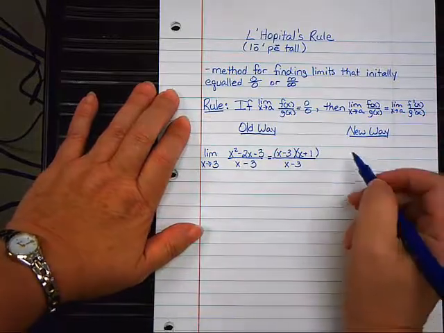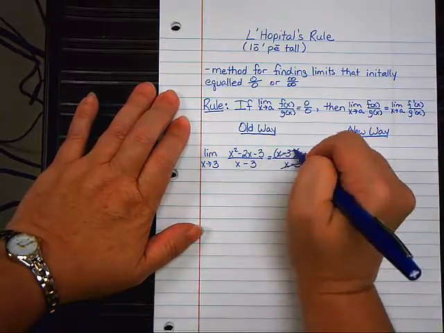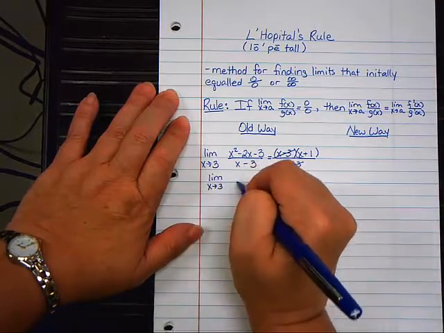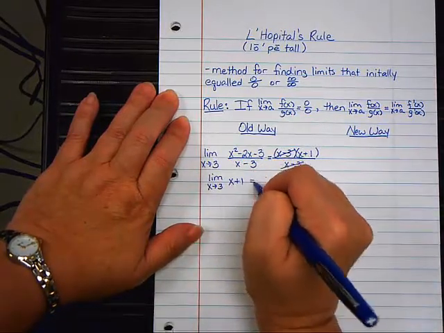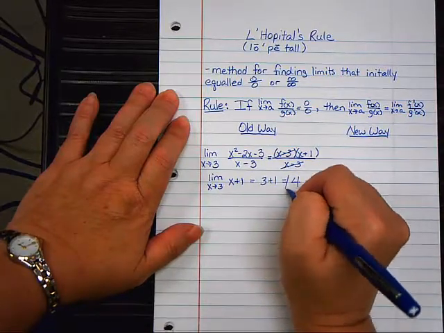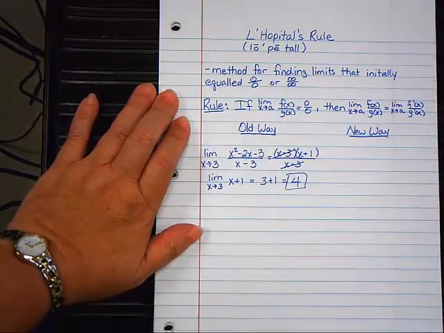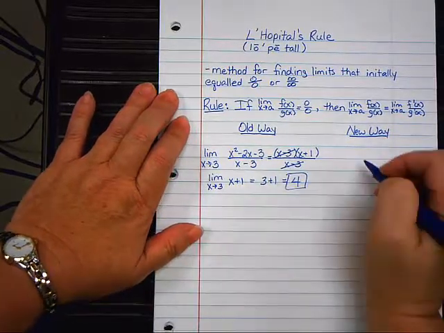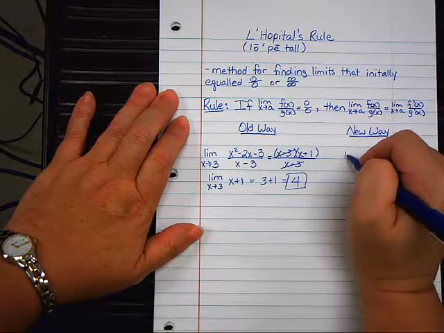Then I think you would see that now we would mark out the x minus 3s, and we now have the limit as x approaches 3 of x plus 1. Now you can direct substitute in, and you get 3 plus 1, which is 4. Now that wasn't too hard. That was one of the simpler limits that we did way back. But now let me show you how this same problem works with L'Hôpital's rule.